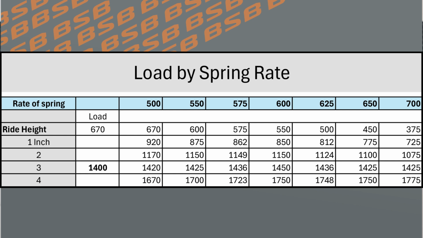And you can also see on this chart how the rate of the spring affects how it gets to that load. The height and the 2-inch number, or the number down before your down number. In this case, your down number was 3 inches. We went to 4, but 3-inch was our down number. Target was the 3-inch number.